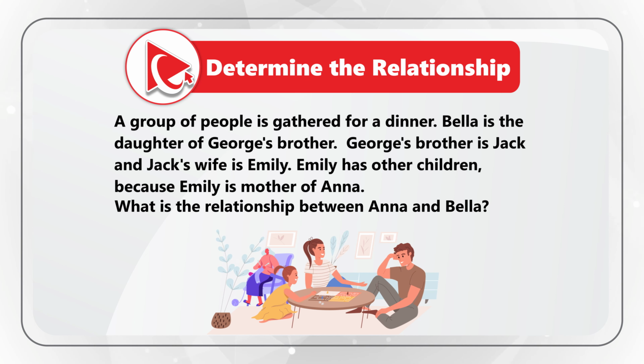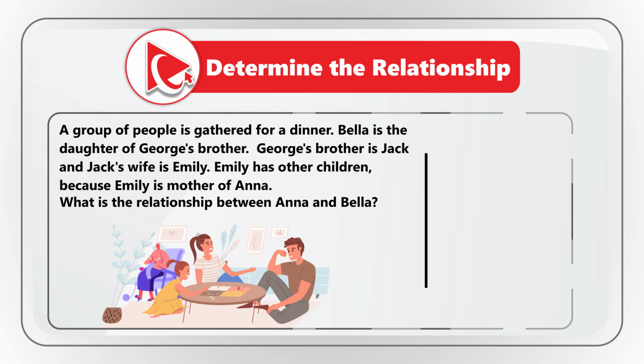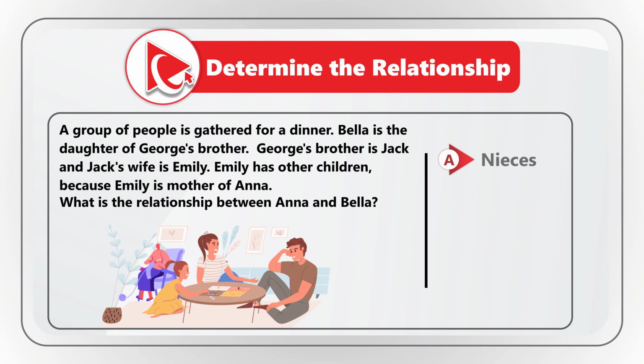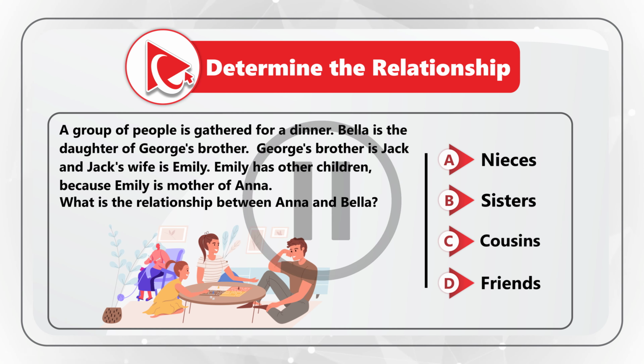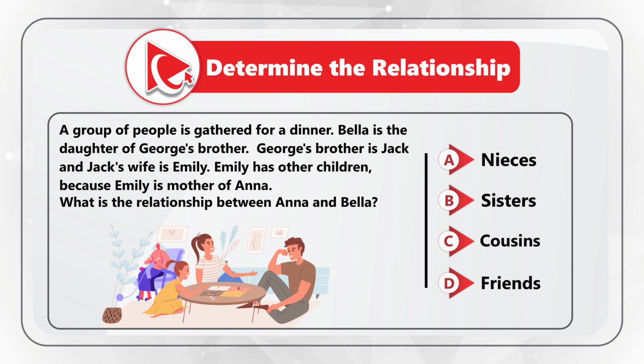And you're presented with 4 different relationship choices. Choice A, they're nieces. Choice B, they're sisters. Choice C, they're cousins. And last but not least is choice D, they are friends. Do you know the answer? Give yourself 10 to 15 seconds, maybe pause this video to see if you can come up with the solution.